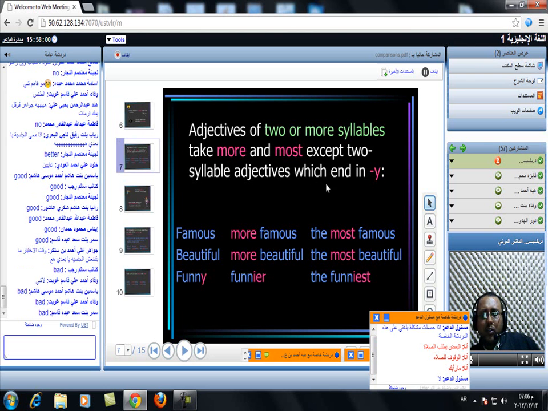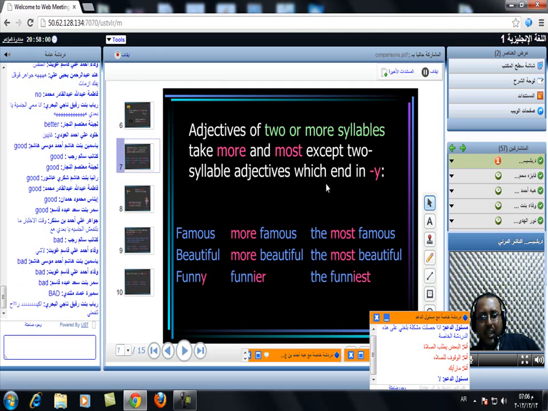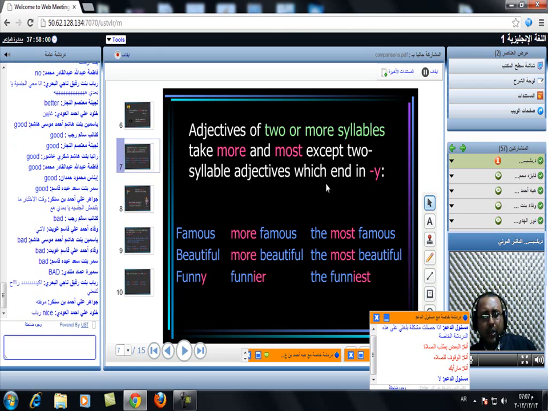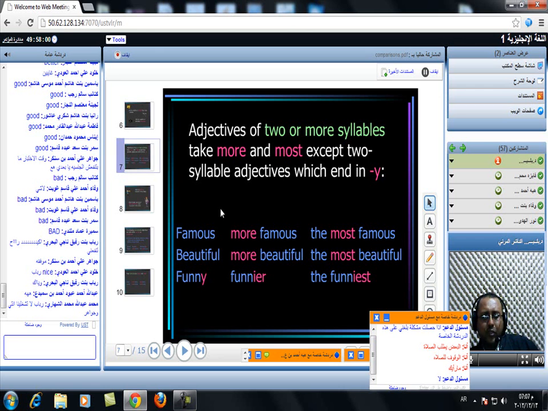Now adjectives of 2 or more syllables take more and most, except 2 syllable adjectives ending with y. So if we have long adjectives which consist of more than 1 syllable, we can write more and most. More is used with comparative forms and most is used with superlative forms. See here, famous, for example, how many syllables do we have here? 2. We have 2 syllables.